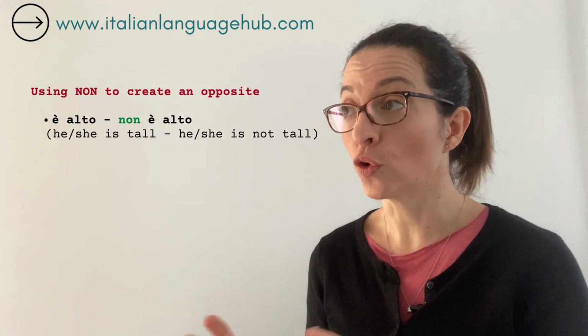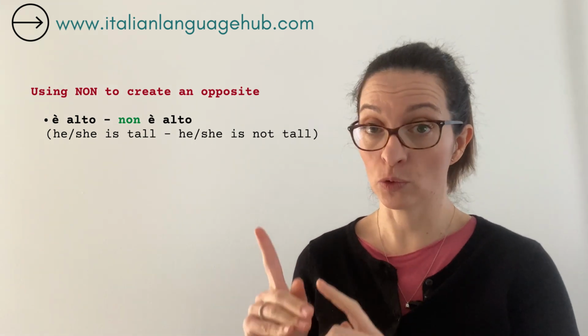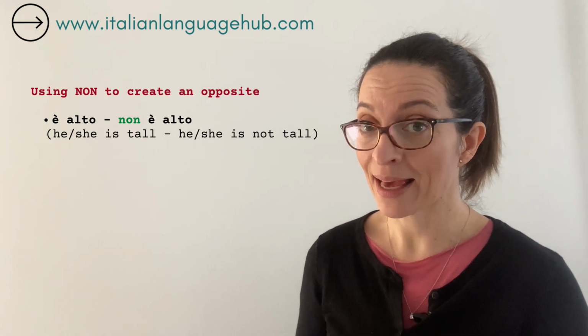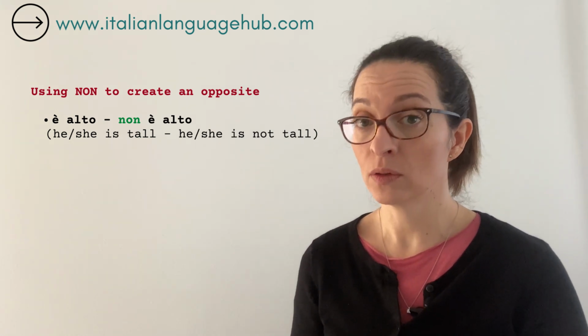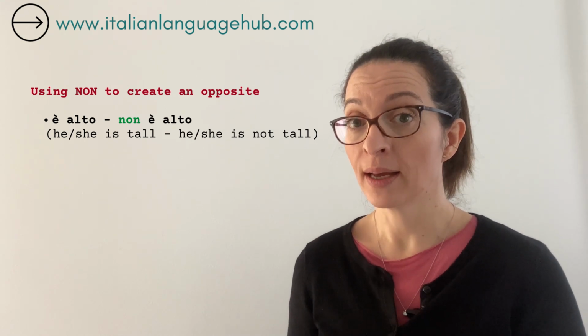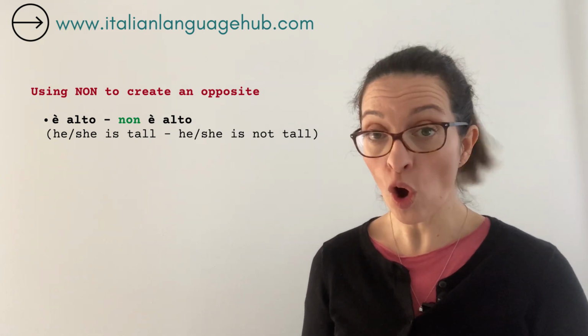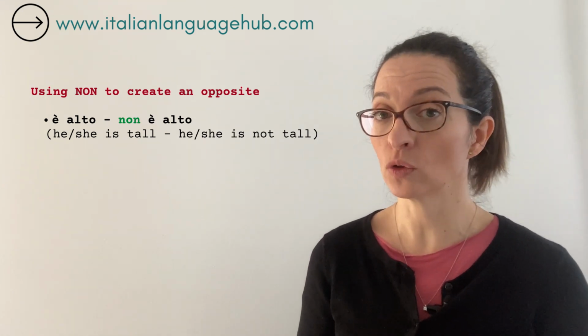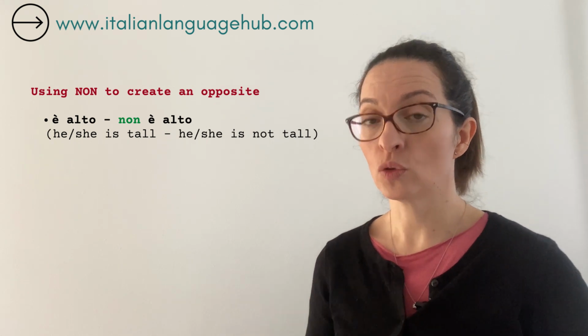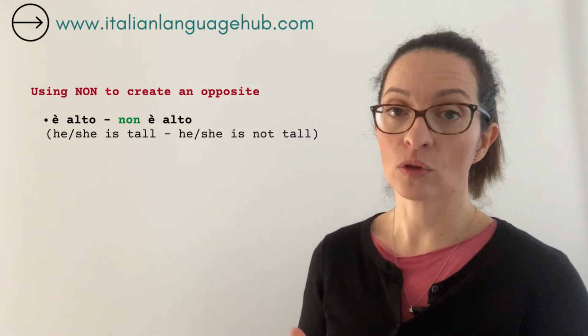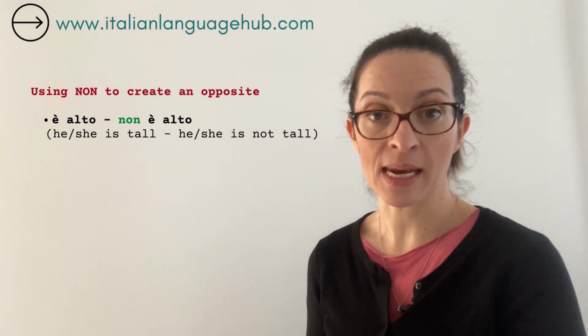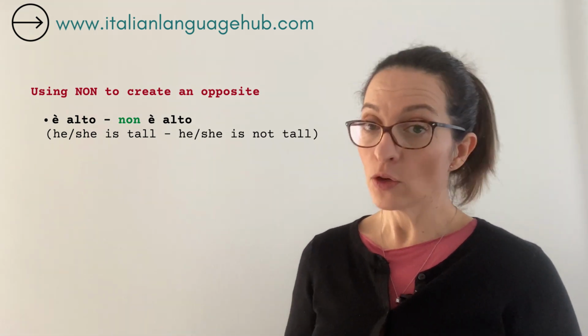Very often, the easy way of creating opposites is also to use the particle non. So, back to our list, we can say è alto, he is tall. Non è alto, he is not tall. So sometimes we can also use non to create a negative sentence, so to create an opposite meaning, okay? When you don't have this possibility, you can use prefixes.